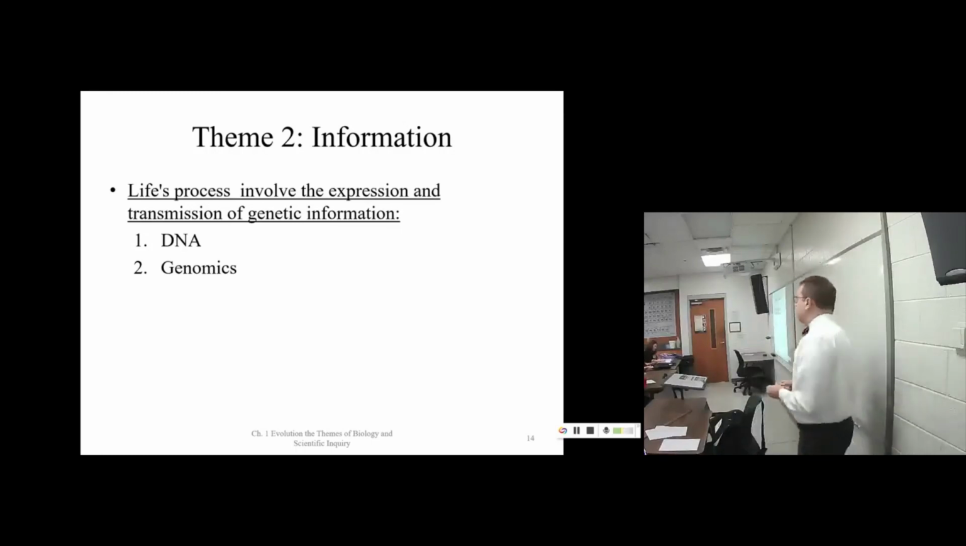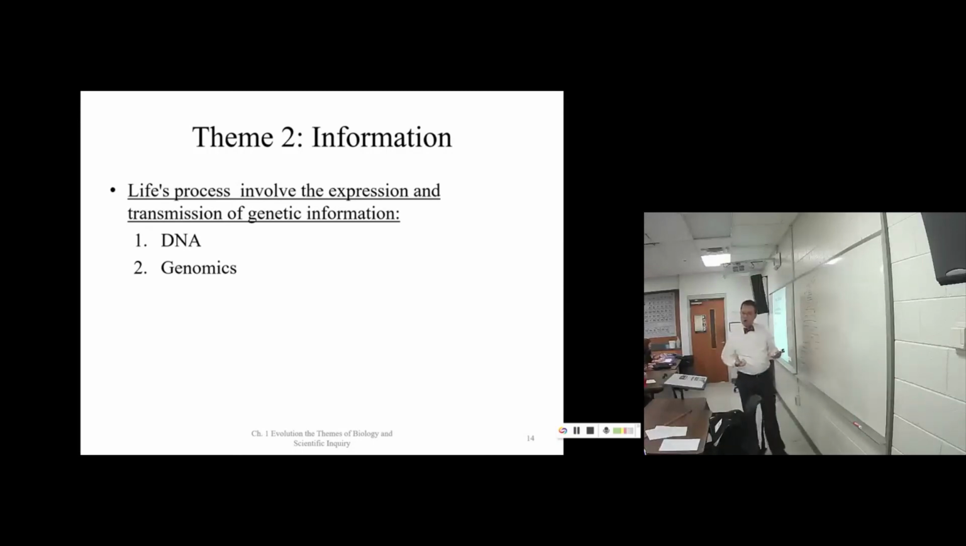Now, let's get into information. And that's when we talk about DNA. DNA is the big one. That's the thing. Now, information. This is really interesting because DNA as a molecule basically acts as information storage. It is essentially molecular code, just like you would find in a computer.